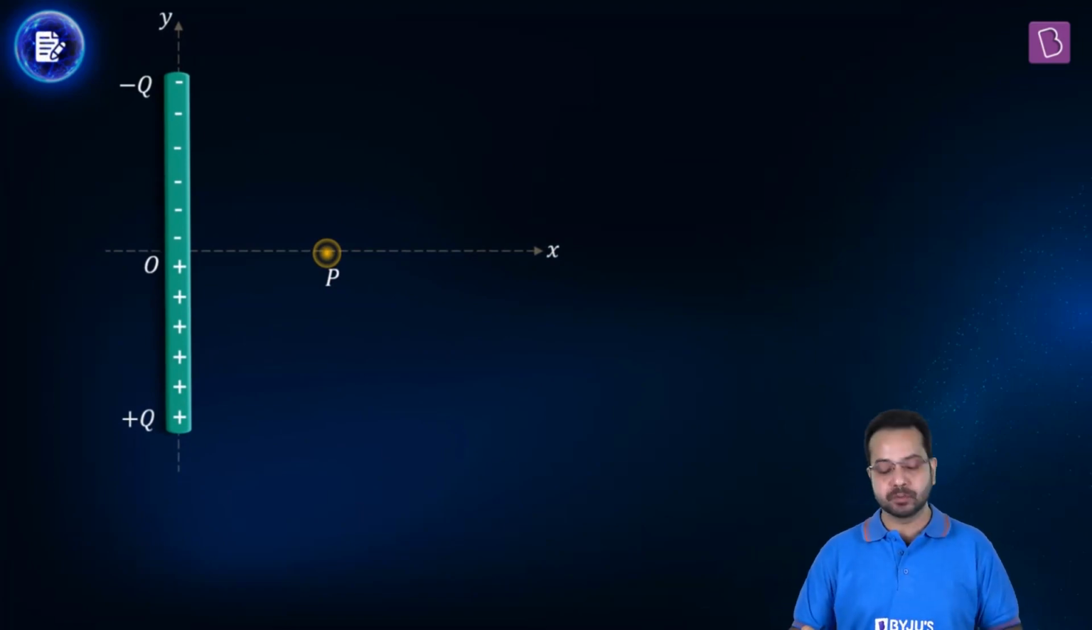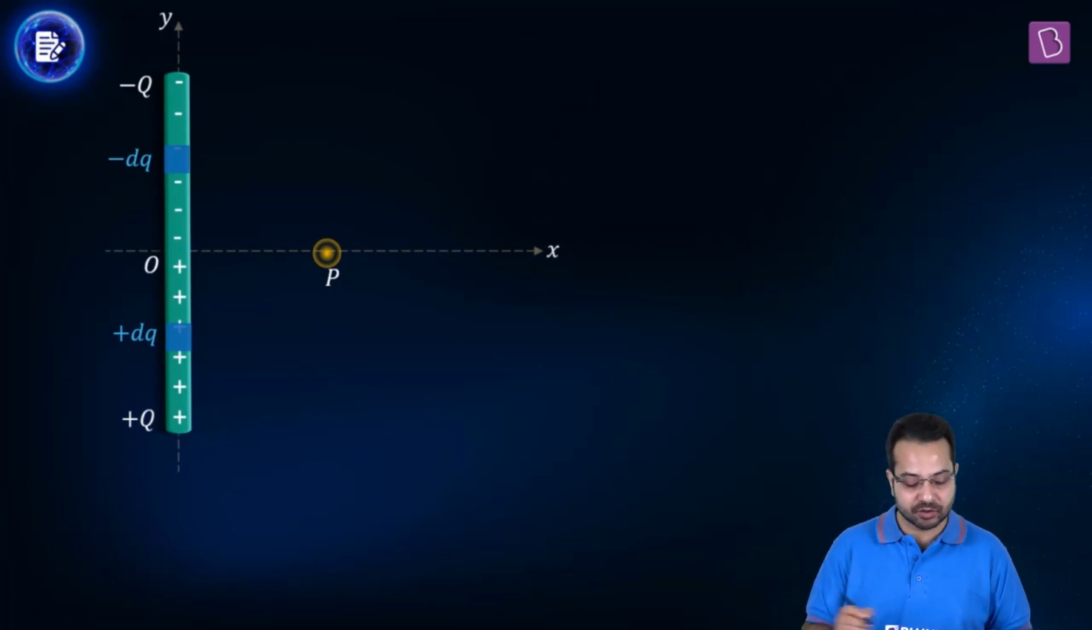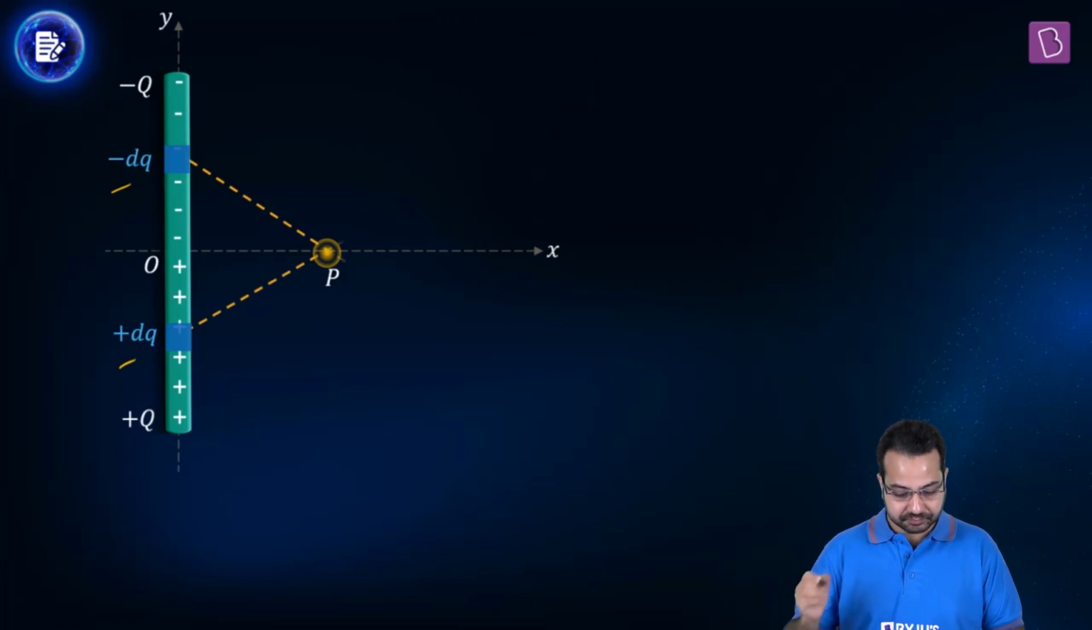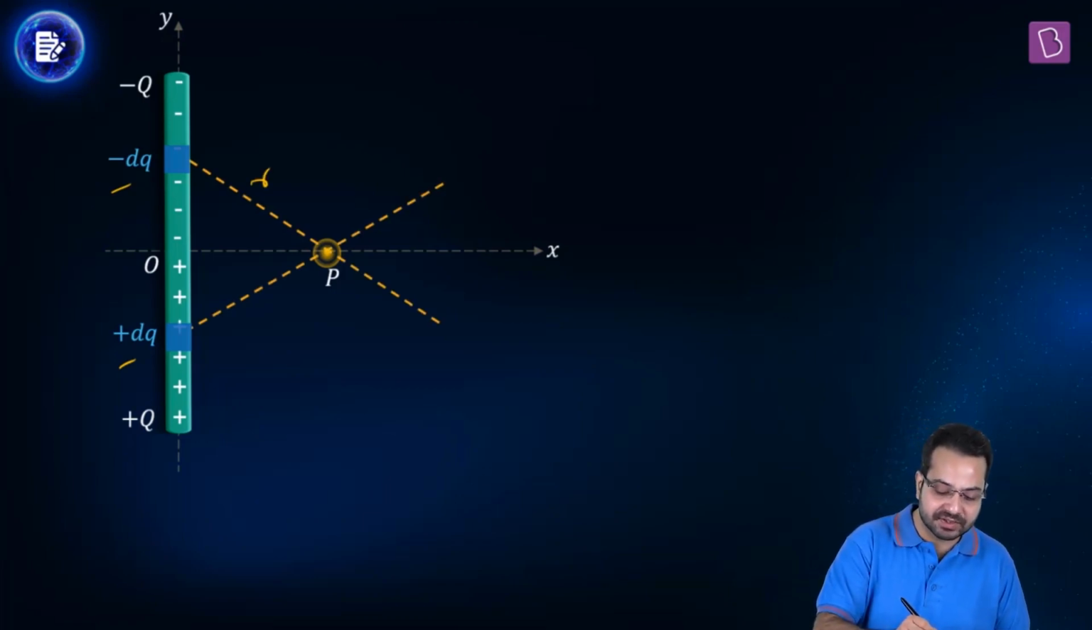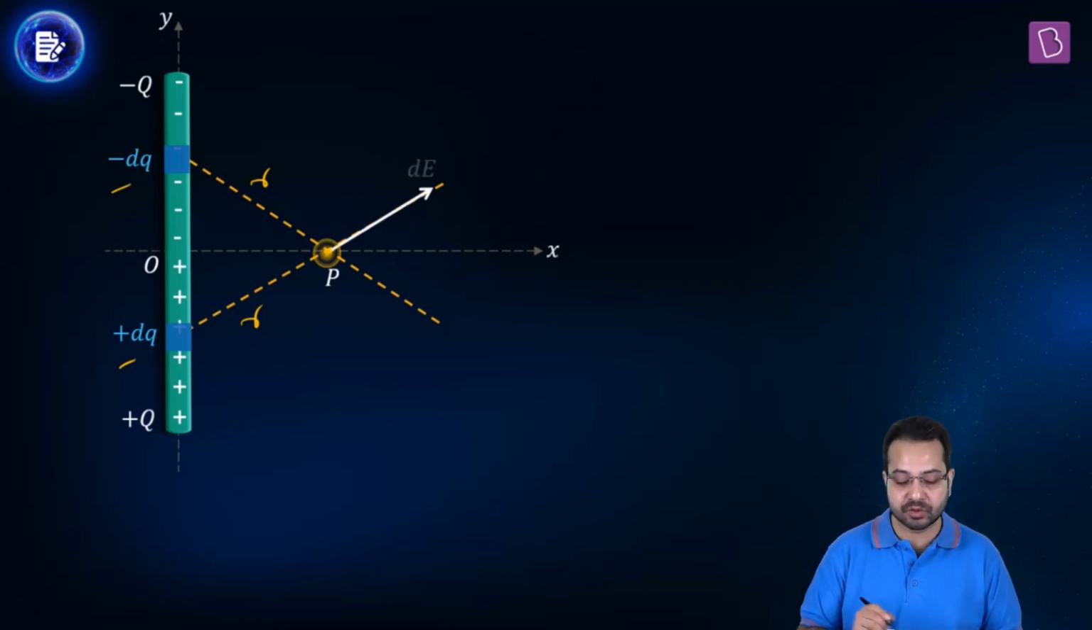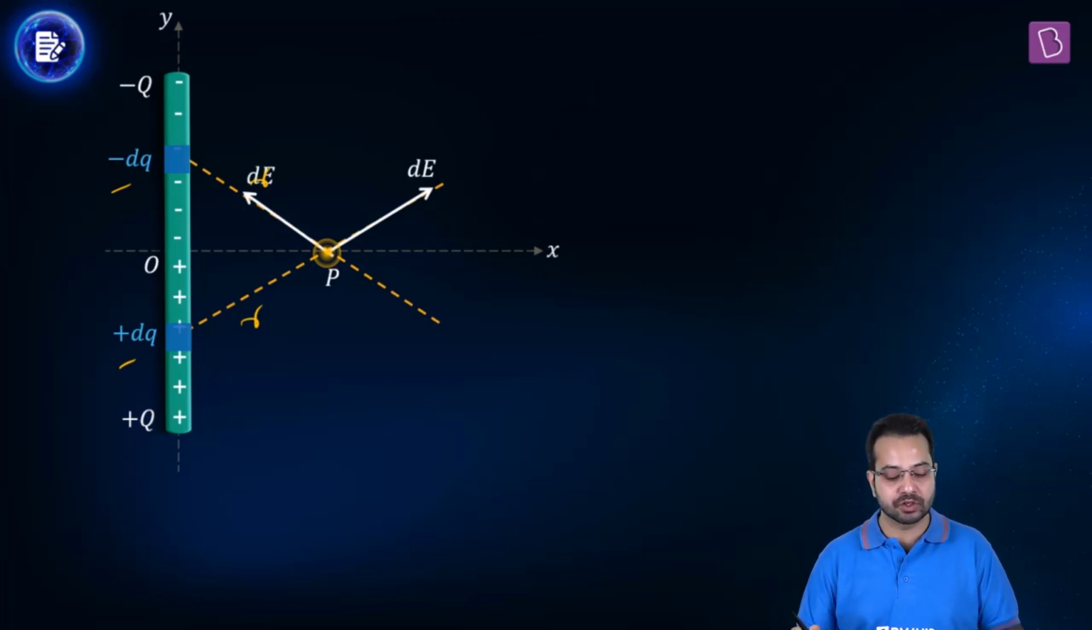Okay, how do we make use of symmetry? Let's consider two symmetrical points. So this charge is plus dq, this charge is minus dq. Now this distance r is the same for both the charges. So the direction of electric field due to plus dq is going to be this. The direction of electric field due to minus dq is going to be this. Why? Because it is going to be towards the negative charge.